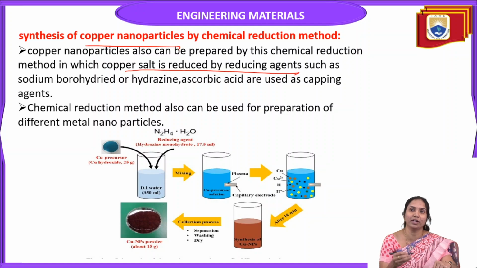That means copper sulfate, we are using a metal salt solution. It can be reduced by using reducing agents such as sodium borohydride or hydrogen, and the stabilizing agent is ascorbic acid, used as a capping agent or stabilizing agent. Then it is dried and washed with distilled water. Finally, we can synthesize copper nanoparticles by using this chemical reduction method.